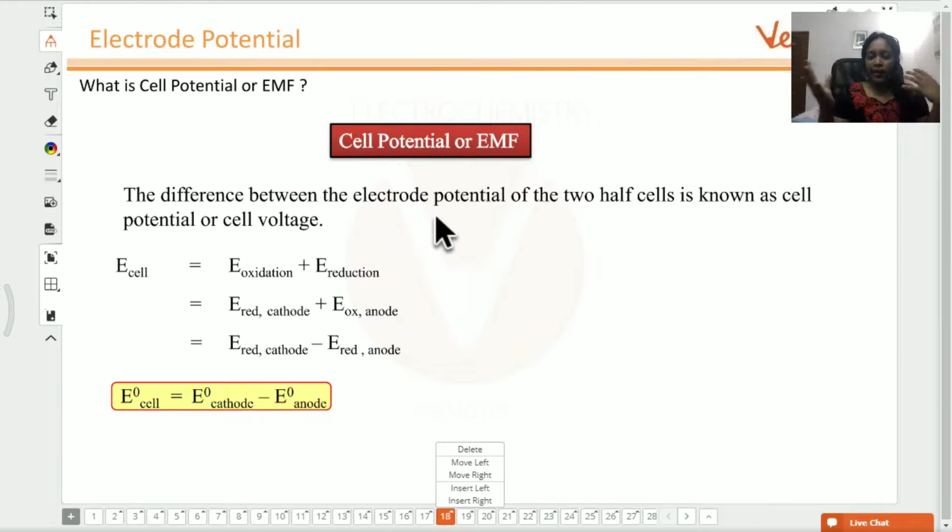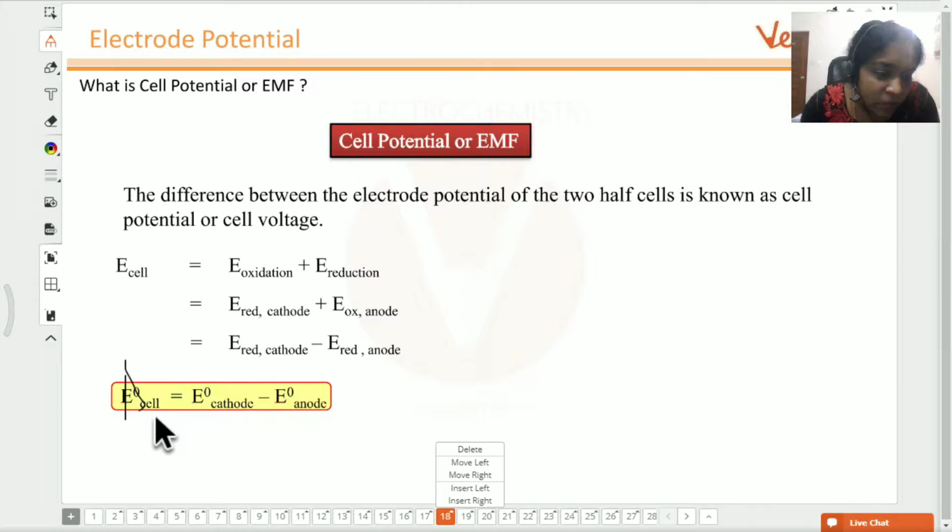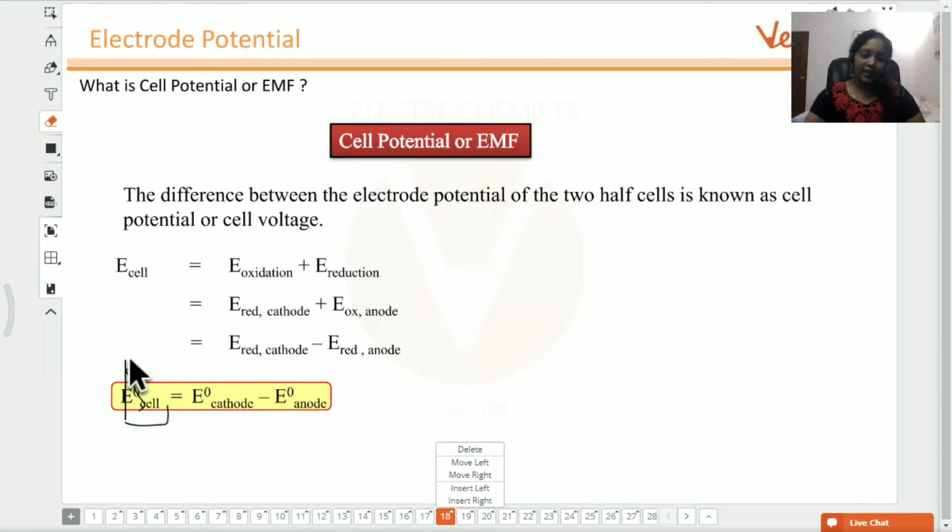So when I am finding the difference between the electrode potentials of the anode and the cathode, I will get the cell potential or the EMF. So what is it? It's basically E naught cell. So E naught cell is basically the difference between the electrode potential of the cathode and the anode. Clear? Right? So we know what the E naught is now.